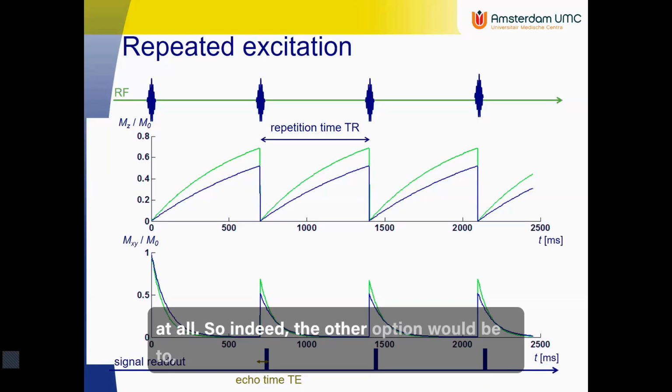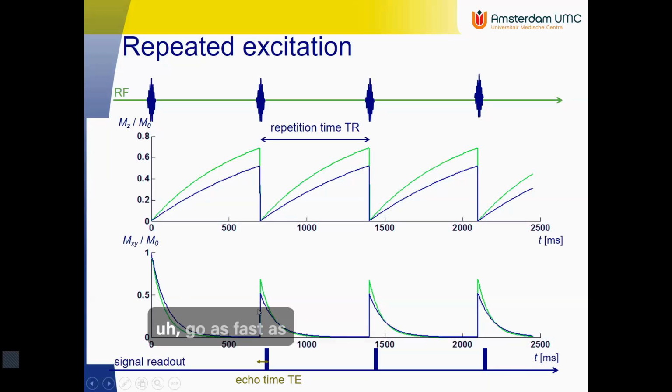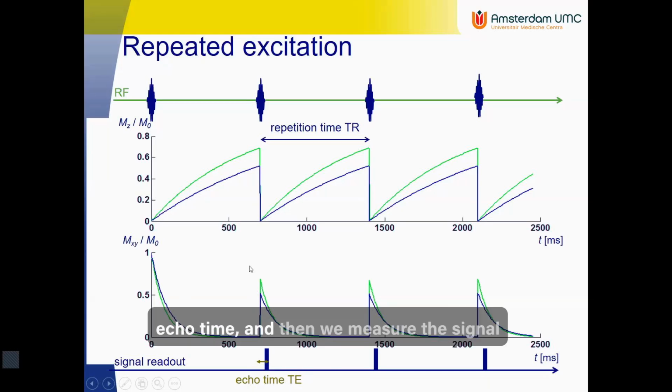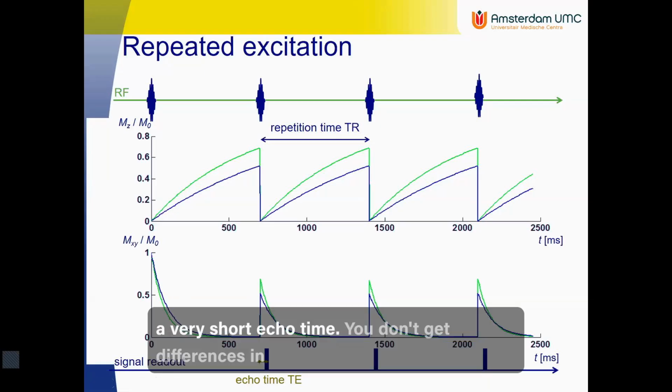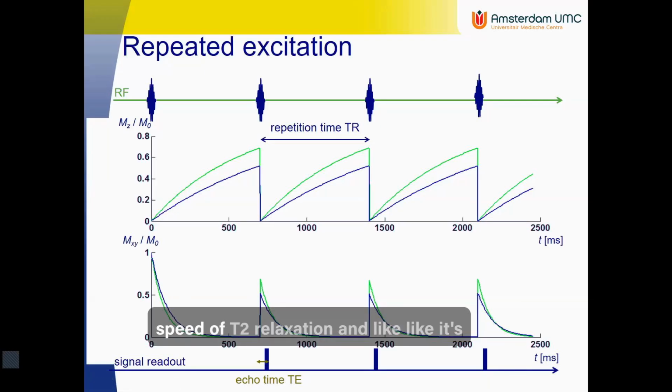So indeed, the other option would be to go as fast as possible, take the shortest possible echo time, and then we measure the signal difference. And in this case, we don't get the T2 contrast. If we take a very short echo time, we don't get differences in the speed of T2 relaxation. And like it's shown here on the slide, we do get a signal difference due to the T1 relaxation.